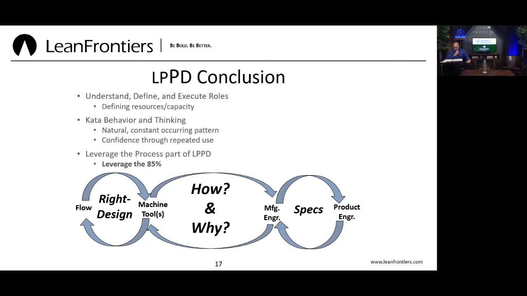And then again, I want to emphasize that one last bullet, leverage the process part of the LPPD, because generally speaking, once you go through the product and process design standpoint and release it out on the floor, 85% of the costs are embedded and done. Not that Kaizen workshops and continuous improvement aren't important, they are, but depending on the circumstances, you're really only impacting 15% of your costs.